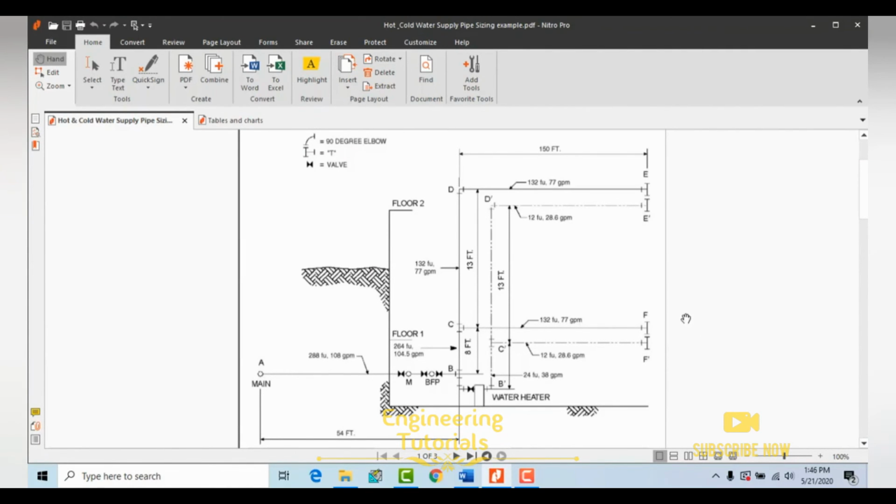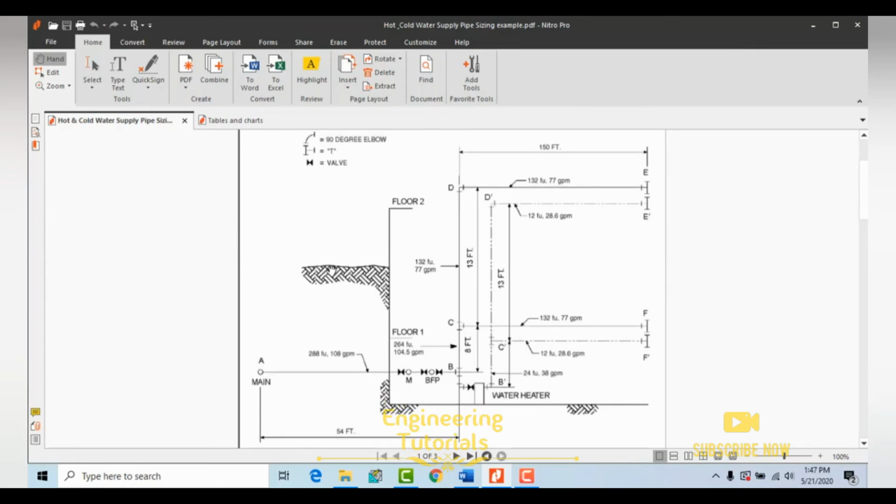In this video, I will tell you guys about water supply pipe sizing, both cold water and hot water. Here you can see I have a drawing for a two-story factory building equipped with 2 toilet rooms, the first toilet room and the second toilet room. The highest fixture is located over here. This is 8 feet and this is 13 feet, so the total height from the street main to the highest fixture is 21 feet.